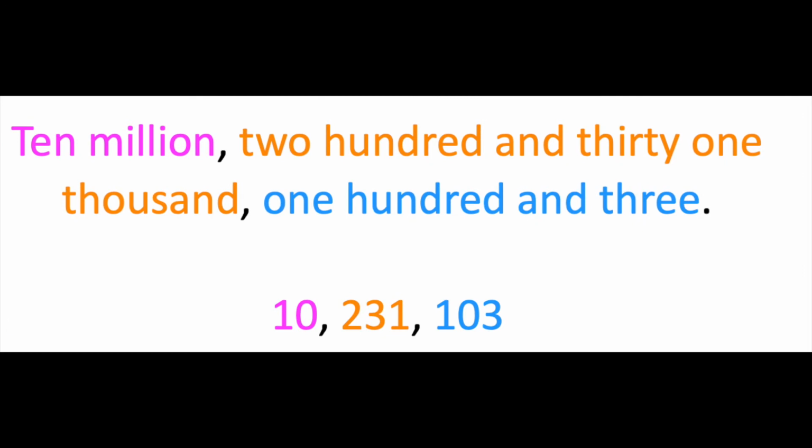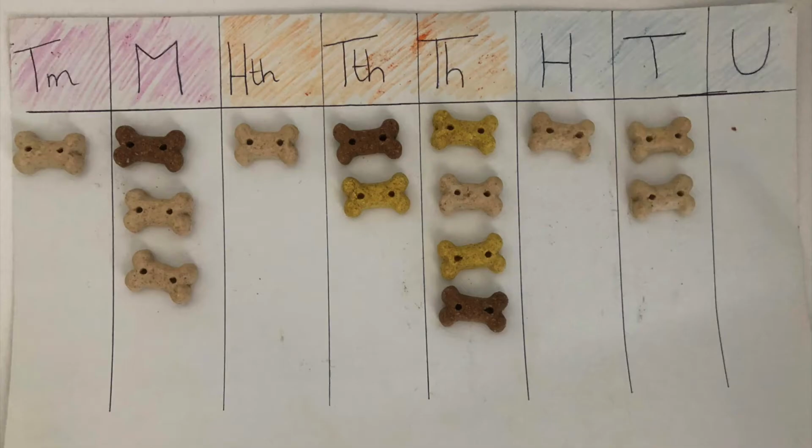So this number is 10,231,103. And just like yesterday, remember we group our millions together, we group our thousands together, and then we group our ones, tens and hundreds together. Here's your next number to make in your place value grid, write in digits and words.